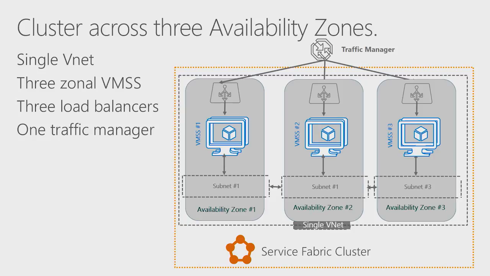And in Service Fabric, there's one Service Fabric cluster that is able to monitor all the machines across that system. So if one of these availability zones goes down, Service Fabric will recognize that and start to move the services to the other 2 availability zones.